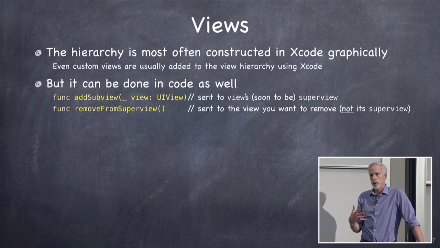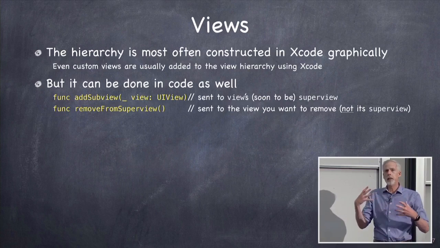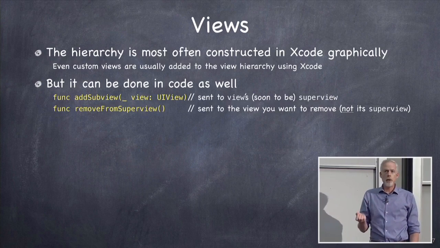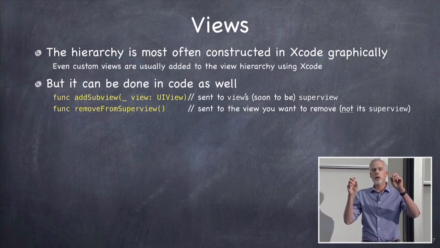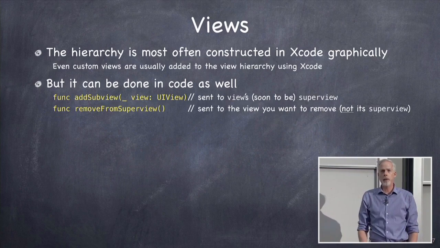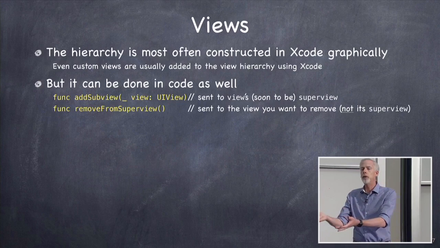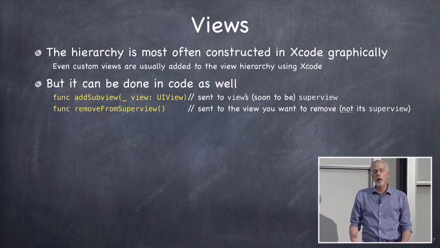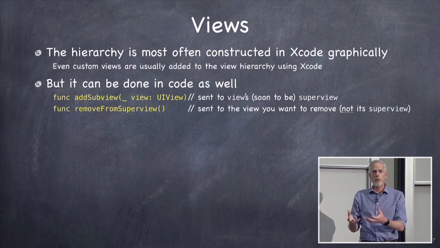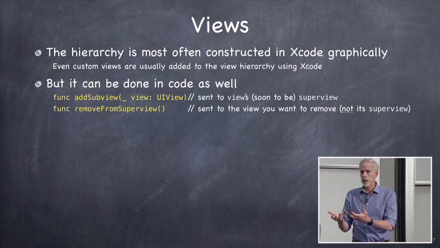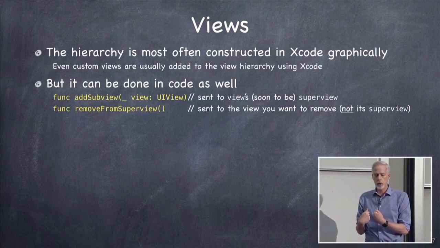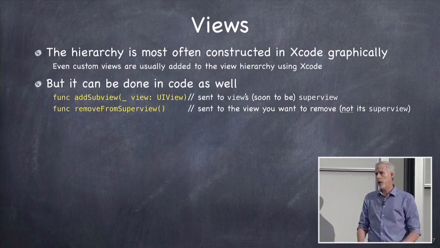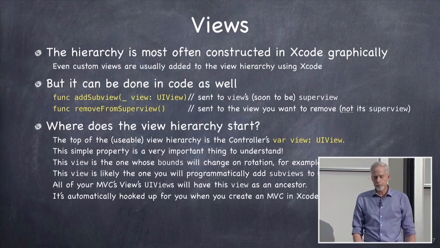If you're doing it in code, the two main methods involved in building and destroying this hierarchy are addSubview. addSubview takes a view as an argument. You send it to the soon-to-be super view of that view. In other words, you ask another view, please add this other view as a subview of yourself. Now, when you're doing the opposite, taking some view out of the hierarchy, you don't send it to the super view, you send it to the actual view itself. Basically, remove yourself from this view hierarchy. So you send removeFromSuperview to the actual view you want removed.